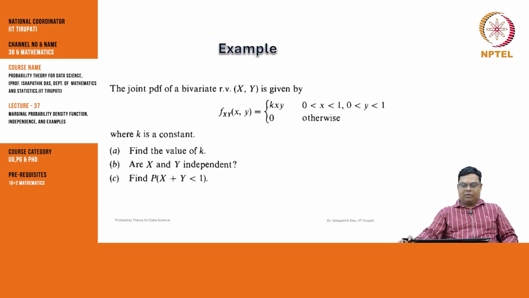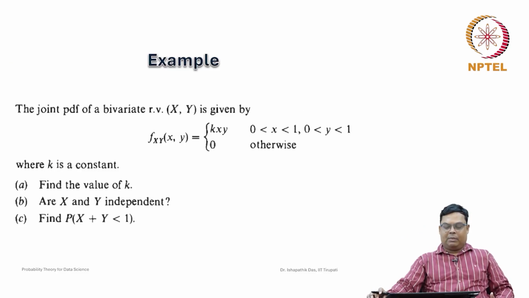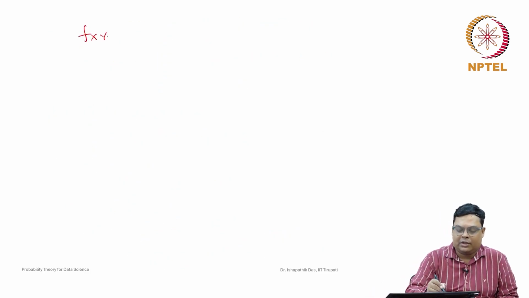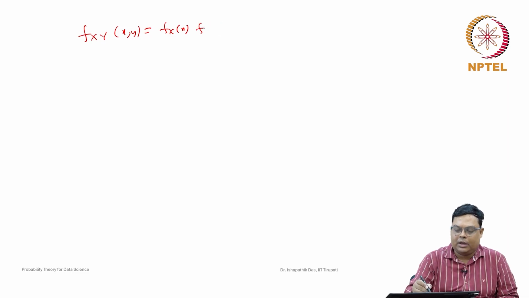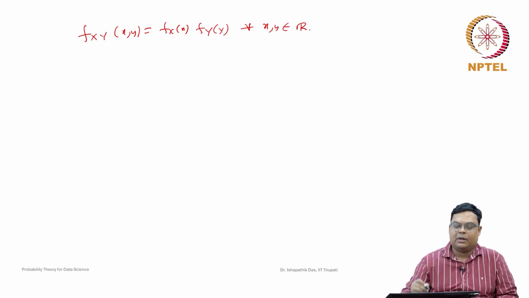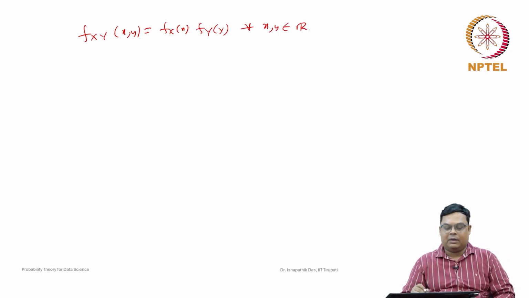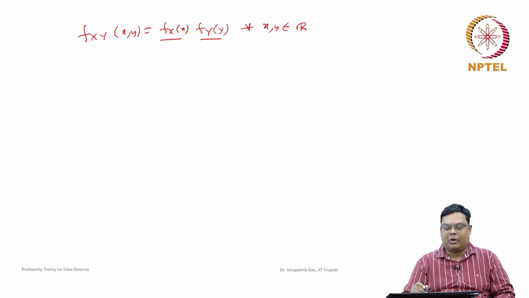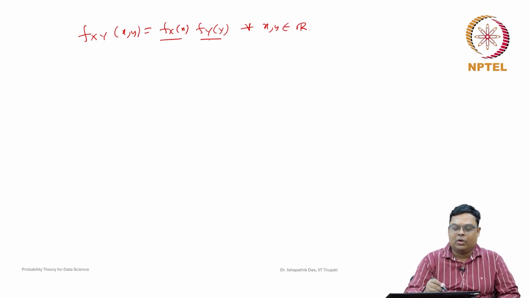Next, it is asked whether X and Y are independent. For independence, what is the definition? We have to show that f_XY(x,y) is equal to f_X(x) times f_Y(y) for all x, y belonging to the real numbers. To have this relationship true, we first have to find out what f_X(x) and f_Y(y) are. So, to check this relationship, first we need to know the marginals.